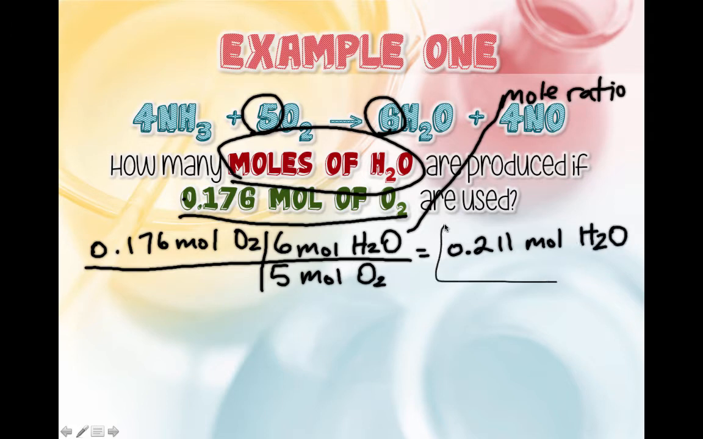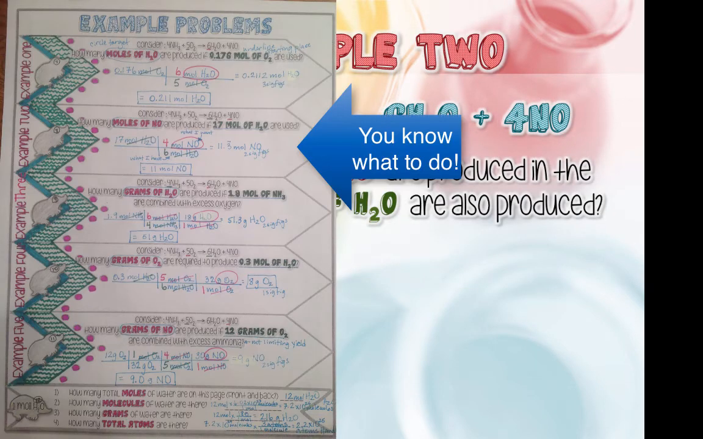And of course you'll round to 3 sig figs because that's what we started with, and put a box around your answer. Don't forget to label what kind of moles we're dealing with, because in this equation we have 4 different kinds. So we couldn't just say moles, we have to say moles of water. Moles of what? Let's look at another example.